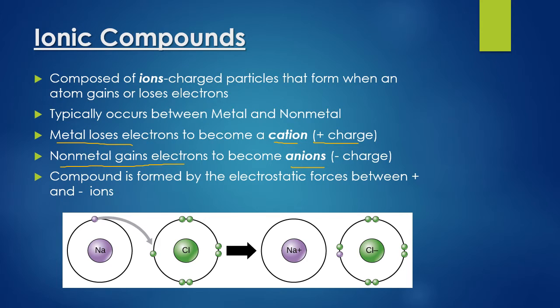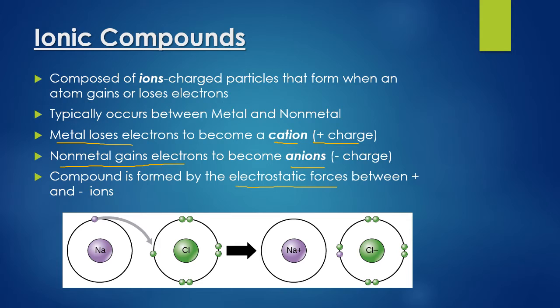Since opposites attract, it would make sense that the cations and anions are attracted to each other, creating an ionic bond. So more often than not, we'll see metals and nonmetals forming ionic bonds. The bond is actually created due to the electrostatic forces between those positive and negative ions.